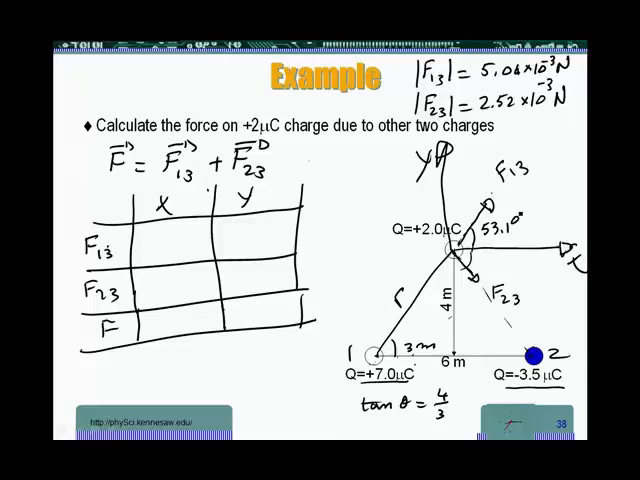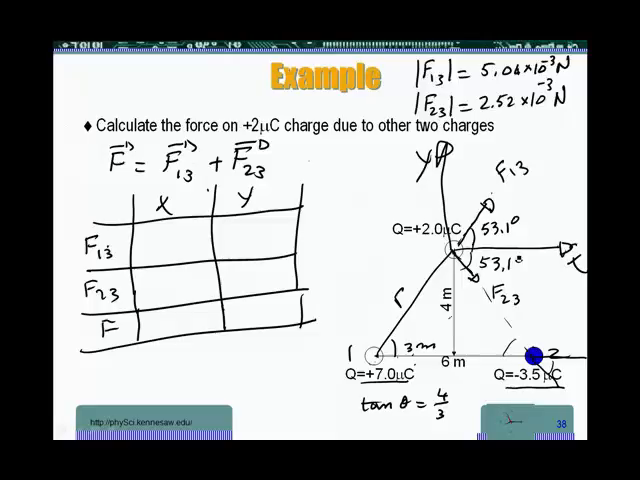Now, one thing nice is we are looking for this angle. And this angle is the same as this angle, which is the same as the 53.1. So we don't have to calculate it in this case. We don't have to do anything else in this case.